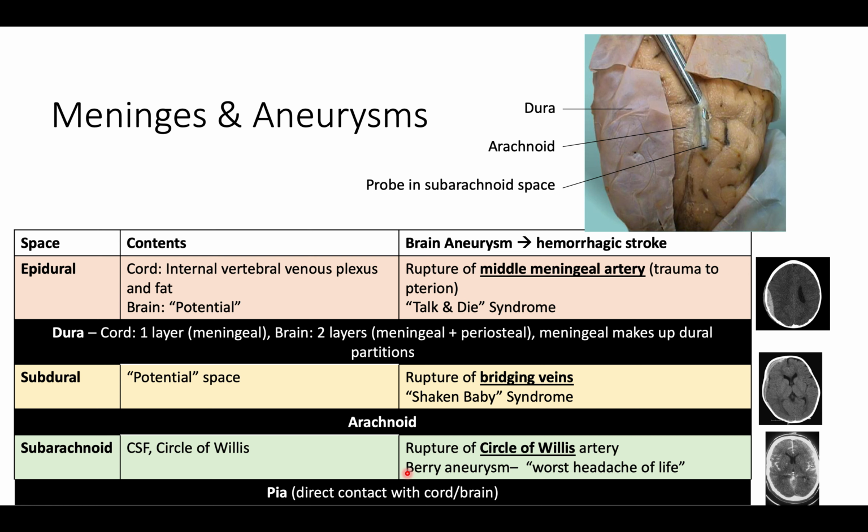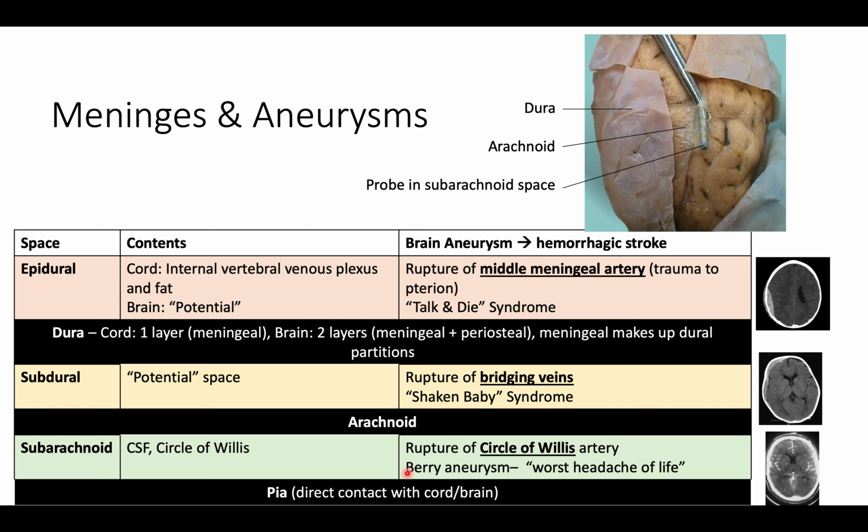So the first one that we have is in the epidural space, and remember that the epidural space in the brain is a potential space. So if there is a blow to the head at the pterion, there could be a rupture of the middle meningeal artery. And so a patient would present with a blow to the head, and they're talking normal, and they're like, I feel fine. And they go along with their day, and suddenly they drop dead.